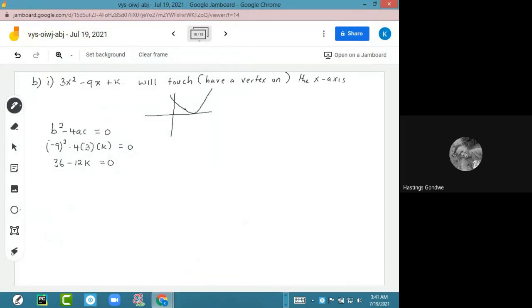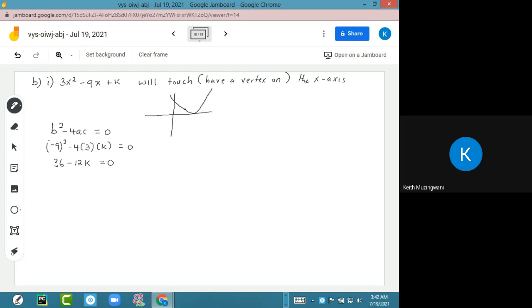Yes, sir. I would like you to repeat your explanation on the vertex part. When they say a vertex, they mean it's a turning point on the x-axis, so it can be a maximum or minimum. Our interest is if we solve for the x values where the graph touches the x-axis, we only get one value, meaning we only have one real root. And when we have one real root, the discriminant is equal to 0.